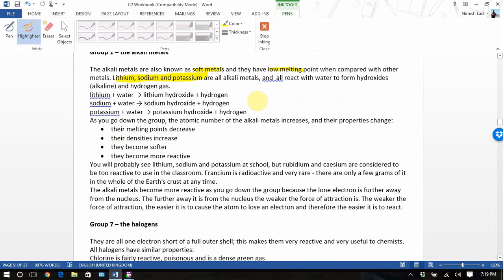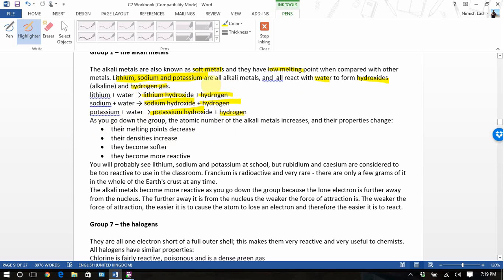often mentioned. They all react with water to form hydroxides. So if you put an alkali metal in water, it makes a hydroxide and it makes hydrogen gas. So lithium plus water makes lithium hydroxide plus hydrogen. Sodium plus water makes sodium hydroxide plus hydrogen. Potassium plus water makes potassium hydroxide plus hydrogen. But it always makes hydrogen gas, and it always makes a hydroxide.